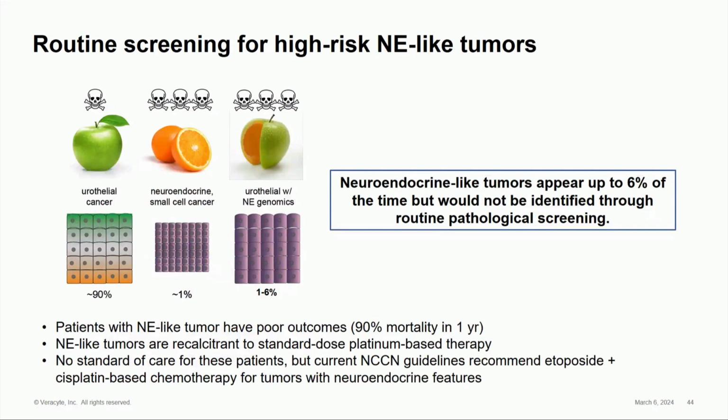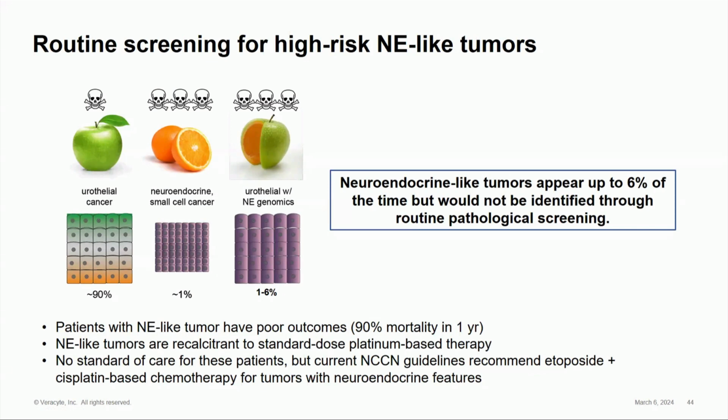The punchline here is that these patients appear about 6% of the time in our data sets, and you wouldn't see them through routine pathological screening. We're looking to help the pathologist where they're uncertain or potentially missing these tumors. They have poor outcomes and seem to be recalcitrant to standard dose therapy. Unfortunately, and this is where the clinical utility part comes in, there's no standard of care for these patients. Even for small cell neuroendocrine tumors, NCCN only recommends etoposide and cisplatin-based chemotherapy, and that's based on lung cancer data. So we don't know what we're going to do with them.